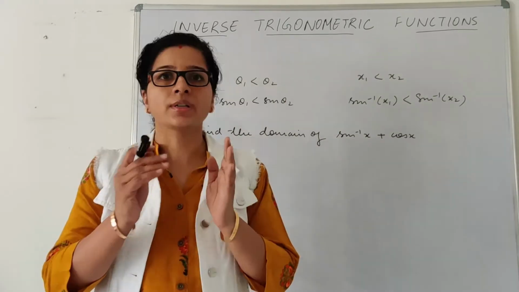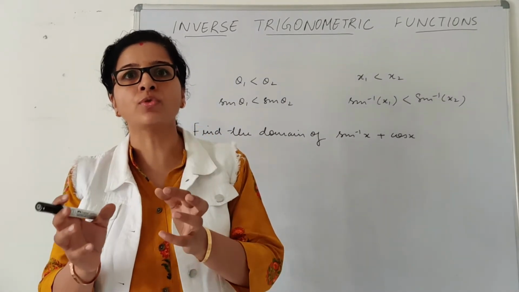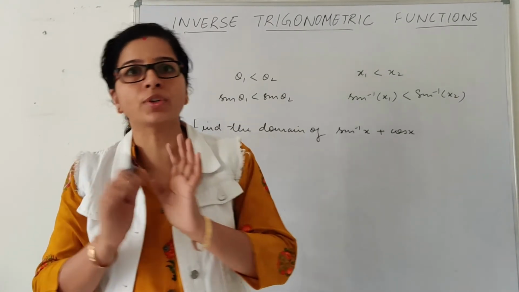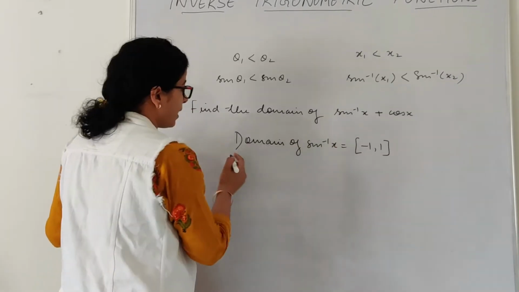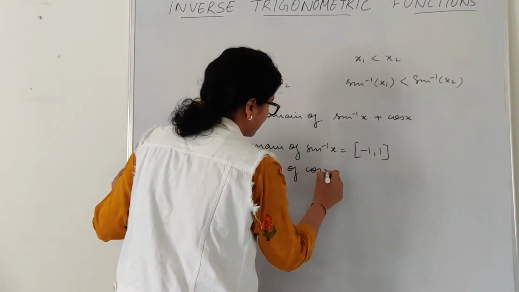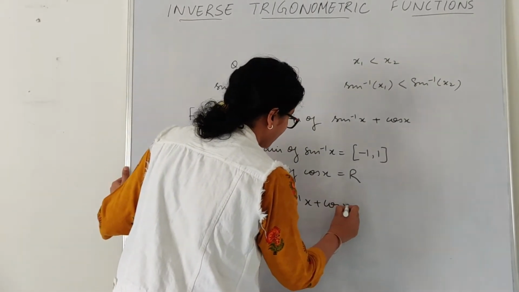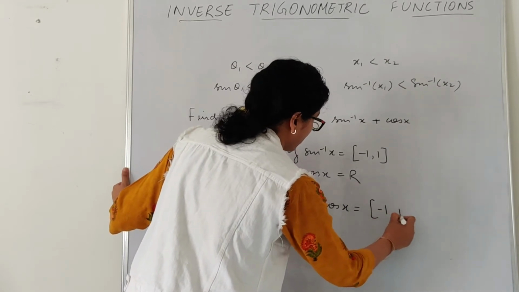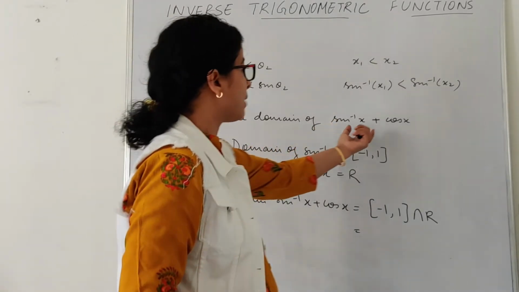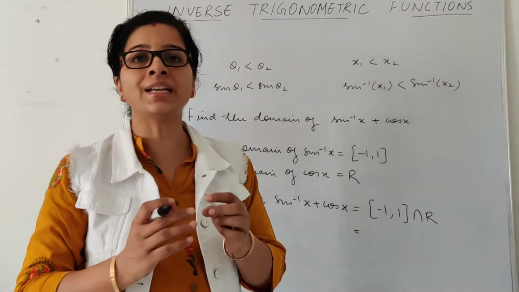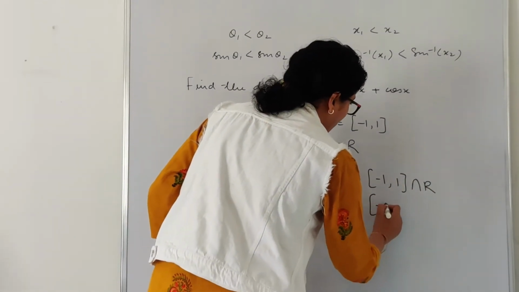Okay. So what we have learned is that the domain of the addition of two functions is nothing but the intersection of the domains, right? The domain of sine inverse x is [-1, 1], and the domain of cos x is R. Hence the domain of sine inverse x plus cos x is [-1, 1] intersection R, right? Always, whenever it is the sum of two functions, we take the intersection of the domains of both the functions. So if I take the intersection of these two, it will be [-1, 1].